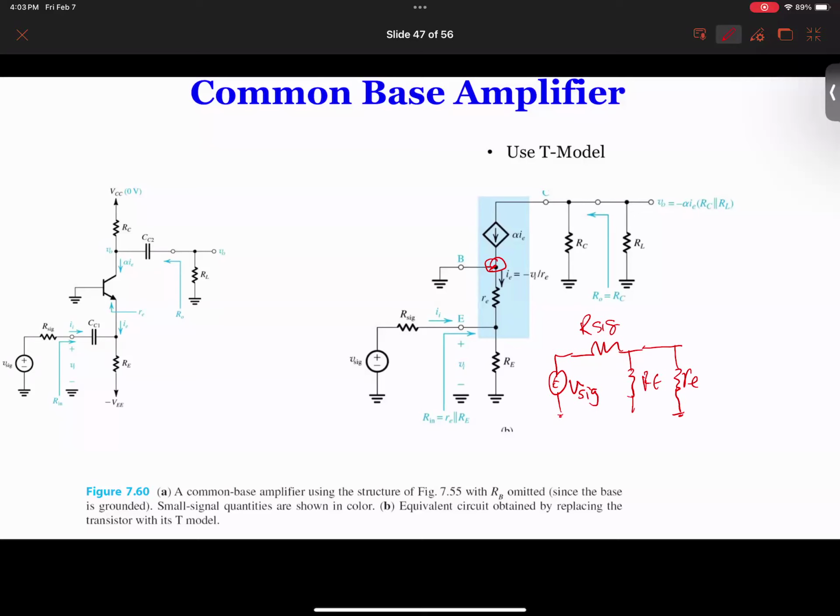I tried to explain here. So RE is naturally grounded. And I draw the small RE to ground because you see from here, basically, this point is this point here. And from RE, it goes to ground. So therefore, this RE is naturally to ground. So that's why it's important to do that. So this is your E to ground.